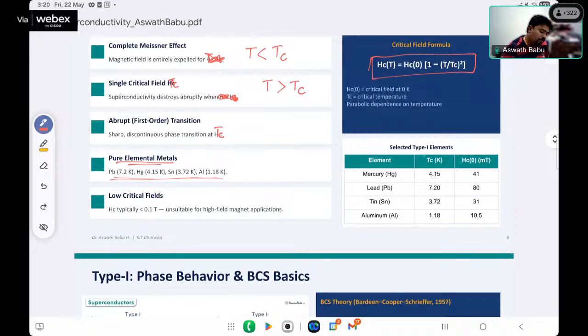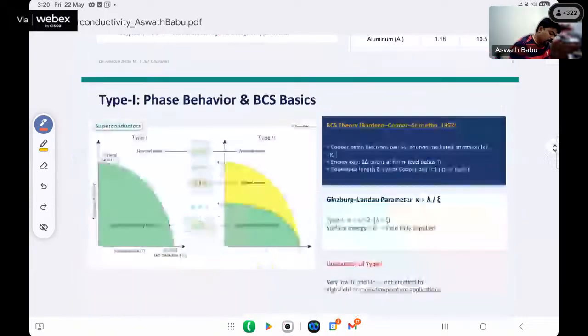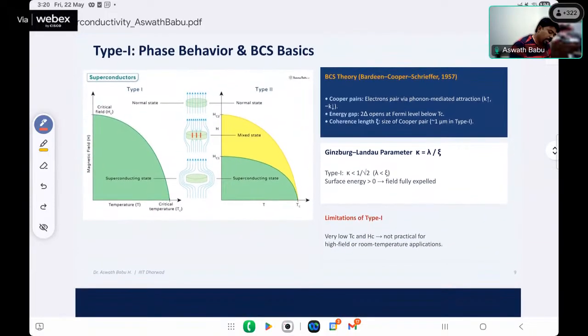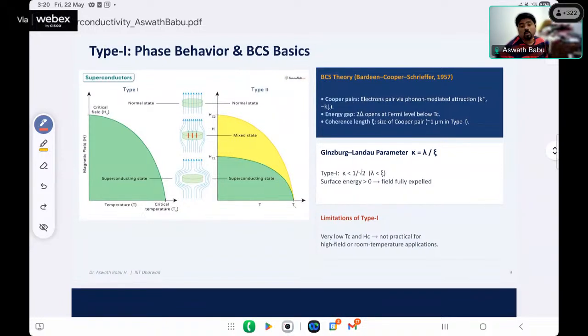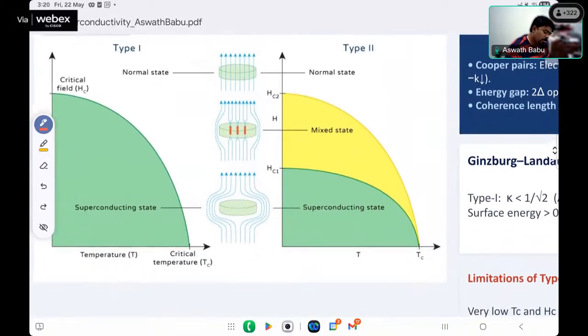So the selected type 1 elements are written in the table, and how much critical magnetization or magnetic field we can get is also mentioned here in millitesla. Okay, let me go further. This is the phase behavior we saw from normal to superconducting, from type 1 to type 2, and how the transition would take place.